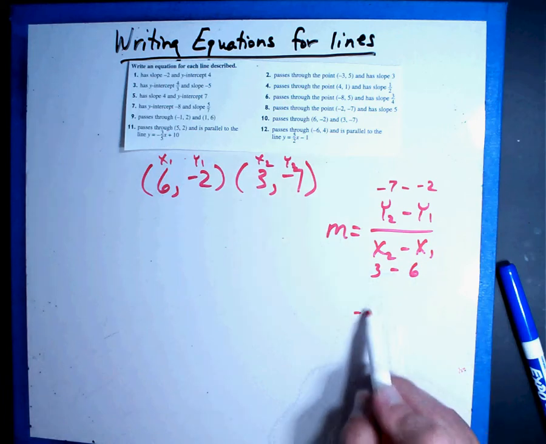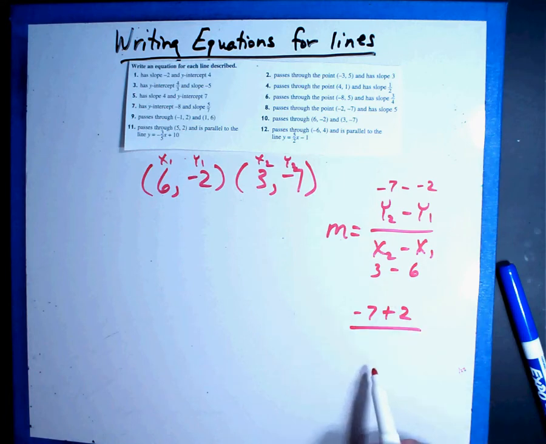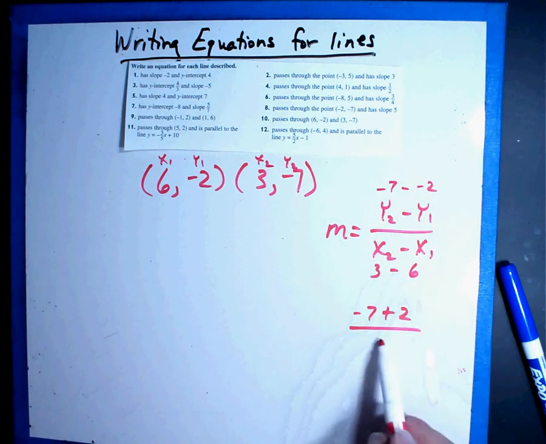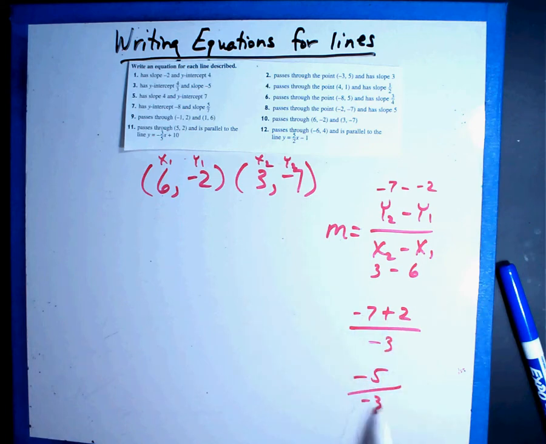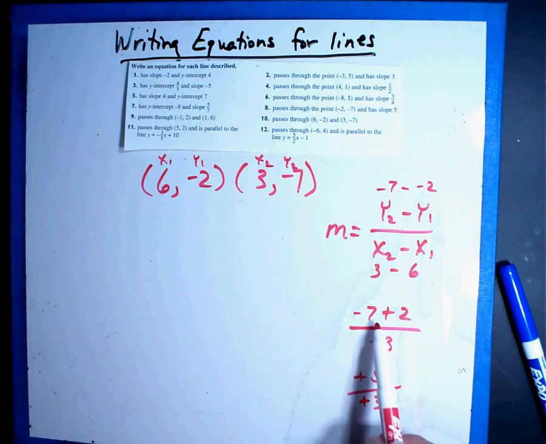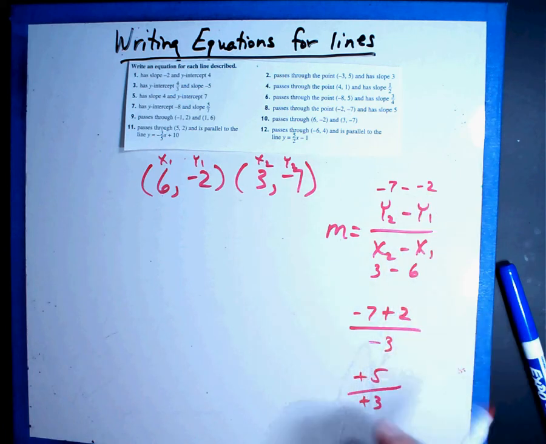So that gives me minus 7, and a minus a negative is a plus 2. If you're not sure of that, check your rules from the very beginning. So minus 7 minus a negative 2, and 3 minus 6 is minus 3. So minus 7 plus 2 is minus 5, divided by minus 3. The minuses go away, so they become pluses. So 5/3 is my slope. One more time. Minus 7 minus a negative 2 is plus 2. That becomes a minus 5 over minus 3, and a negative divided by a negative is positive. So 5/3.